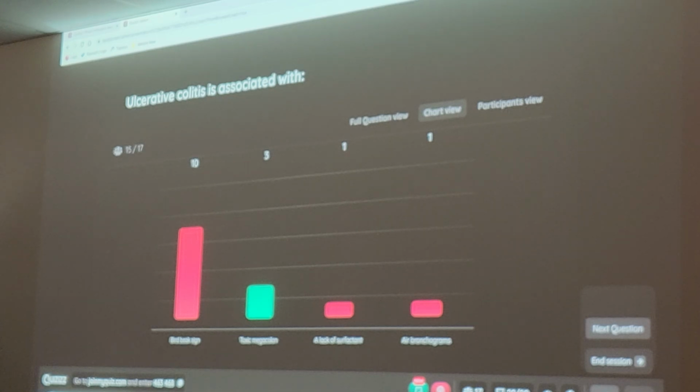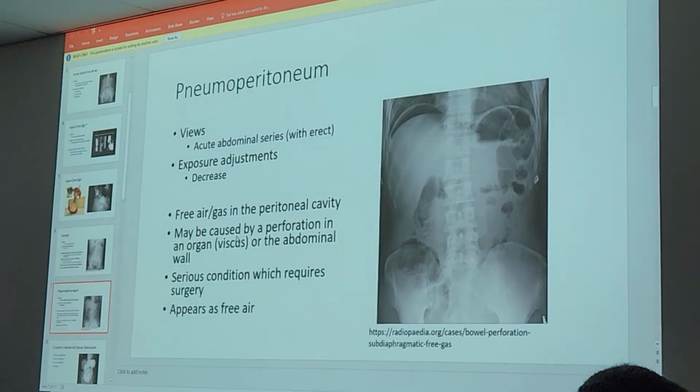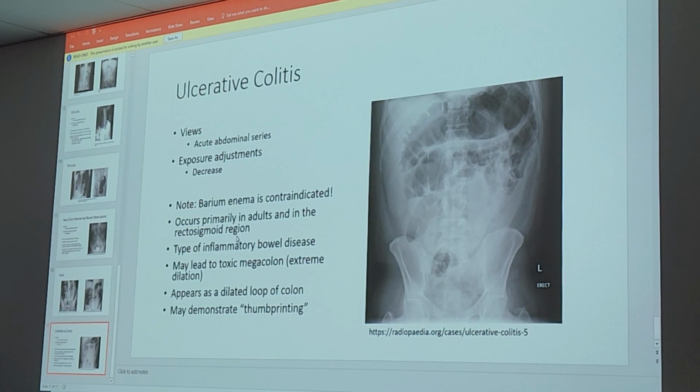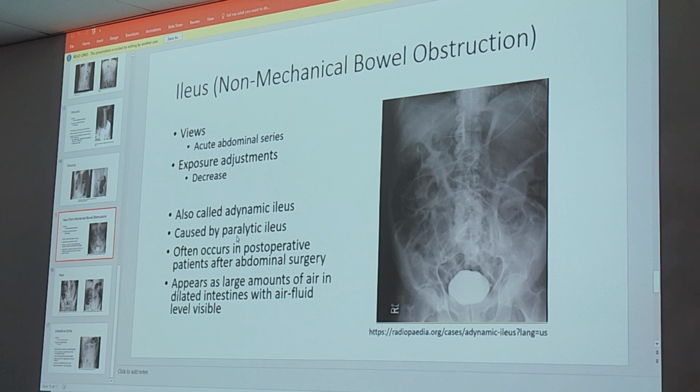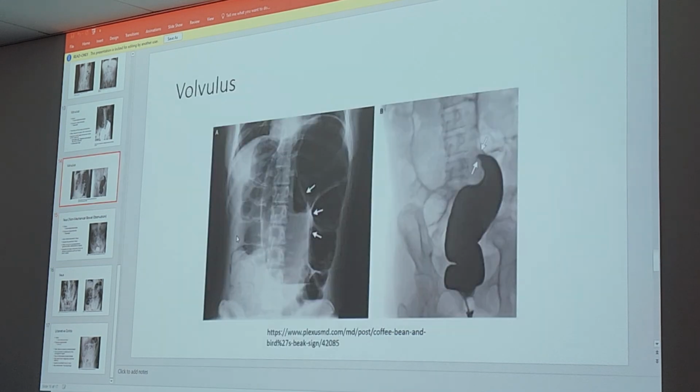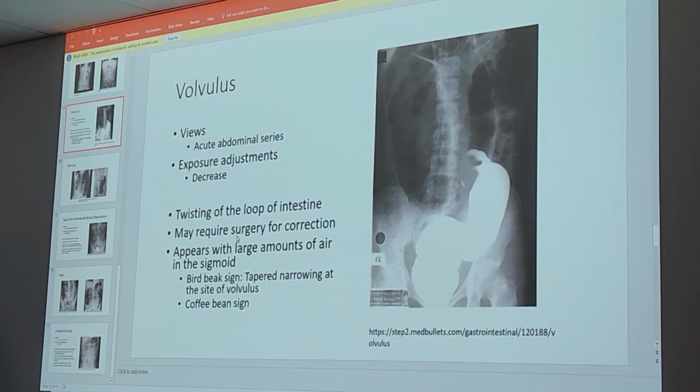So bird beak is for what, so you said? So bird beak and coffee bean were for ileus. Oh no, I'm sorry, volvulus. I apologize. Volvulus. Sorry, bird beak and coffee bean was volvulus, not ileus. And that's due to the twist. Correct. So that's due to the twist.